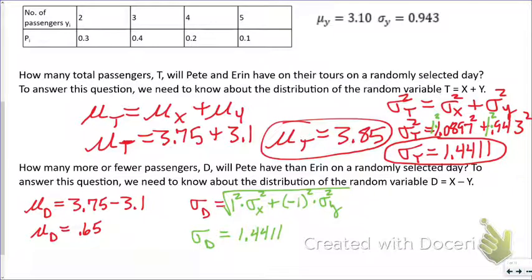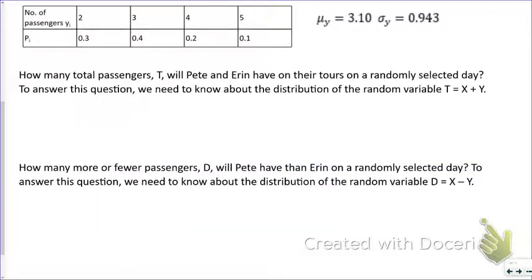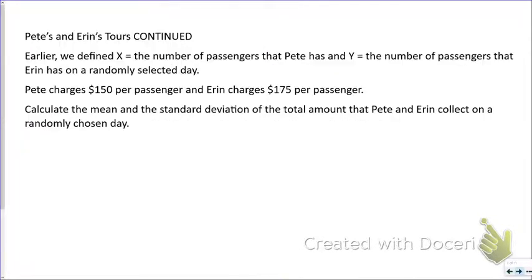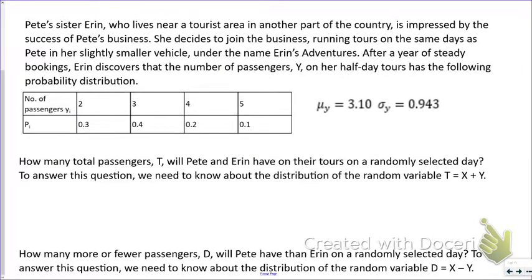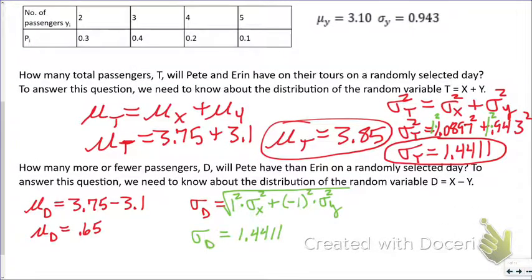All right, I hope that made sense. So we're going to press on. We're going to attach costs to this thing. We want to factor in 150 that Pete charges and 175. Ooh, I forgot to point something out. I'm sorry. Back to this one.